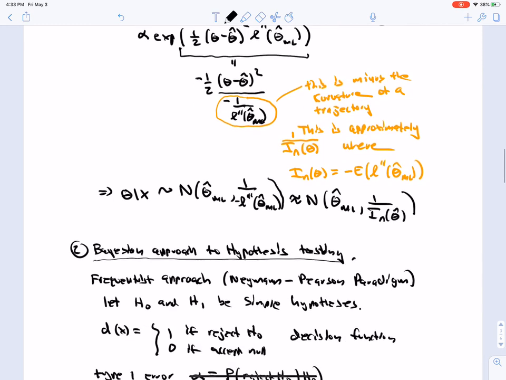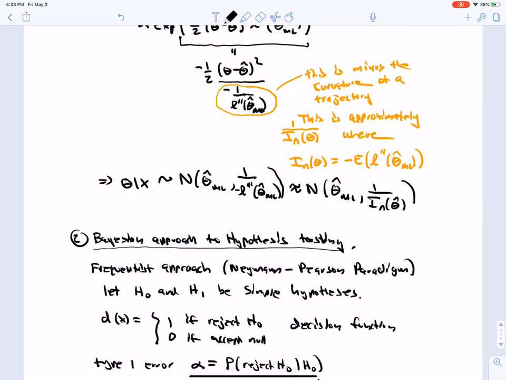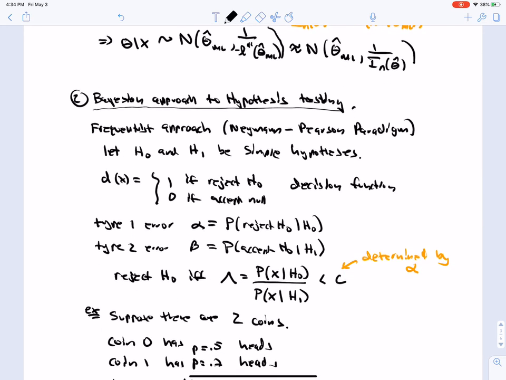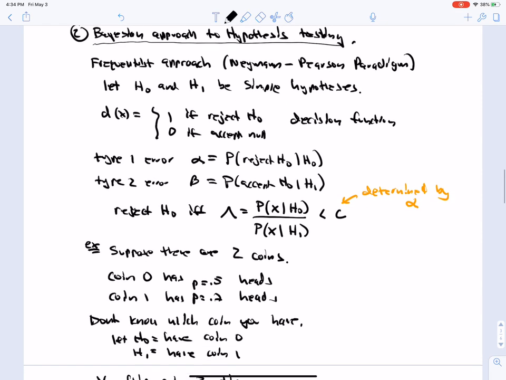I want to briefly just talk about the Bayesian approach to hypothesis testing. So remember, the frequentist approach is also called the Neyman-Pearson paradigm. Here we have a decision to reject or accept the null. We also have errors with that decision, and type 1 error in particular, alpha, is something we want to control. So that's when the null is true and we reject.